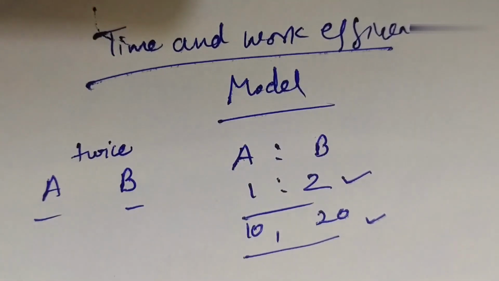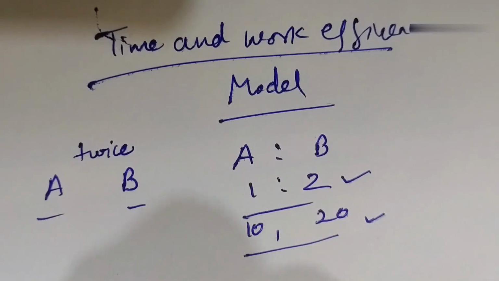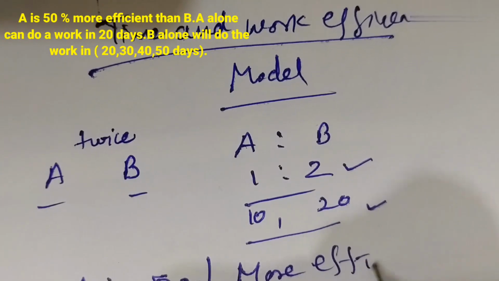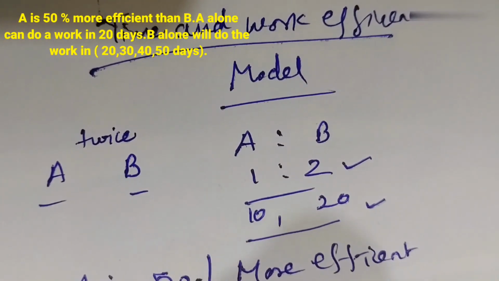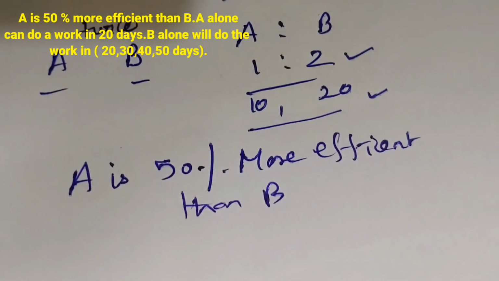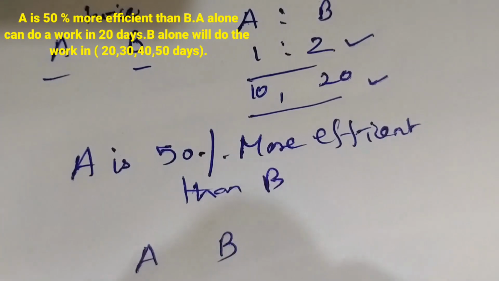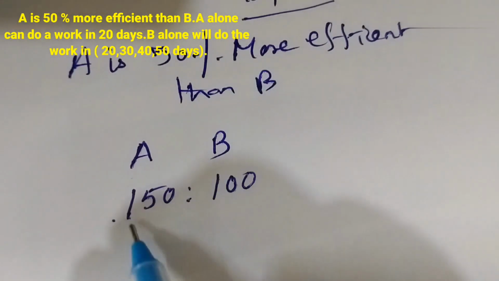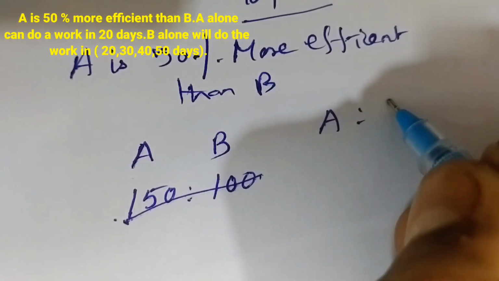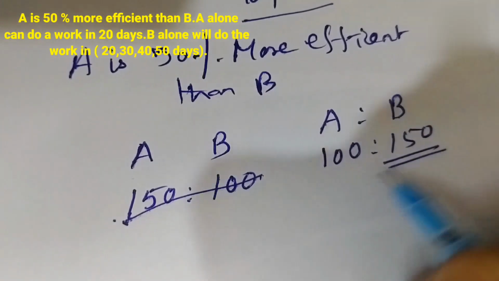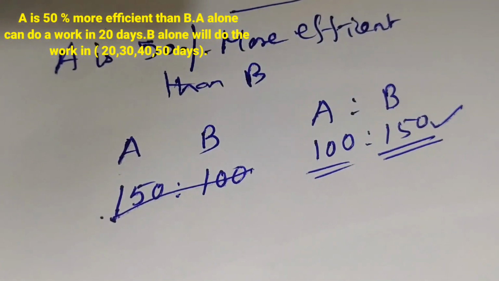In the same way, A is 50% more efficient than B. We write A is to B... A is 50% more when compared to B. This is totally wrong, dear students. It is wrong. So A is 50% more efficient than B: if this is 100, this is 150. Hope it is clear how to write.